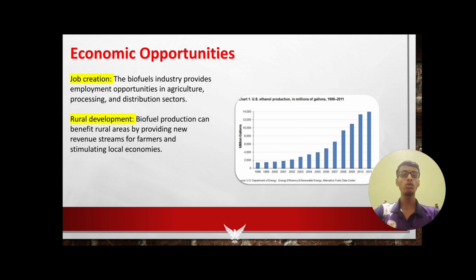Production can benefit rural areas by providing new revenue streams for farmers and stimulating the local economy. If biofuels are increased, industry will be set up. If industry is set up, job opportunities will increase. If job opportunities increase in that area, the GDP of that area and its people will increase, and so rural development is increased. And you can see in this graph how ethanol production in the US is increasing from year to year.